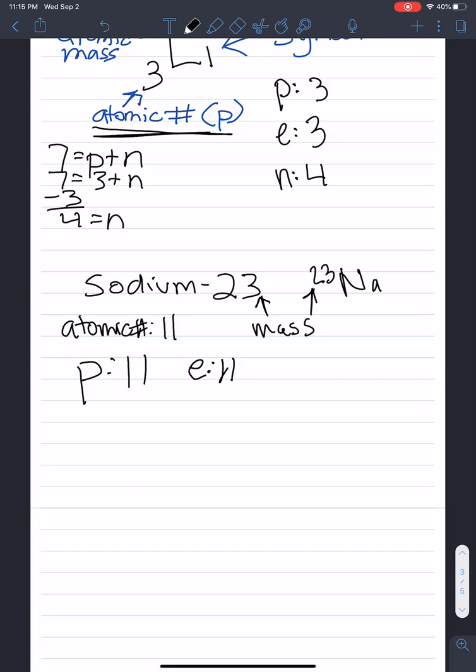So now, remember, to get our amount of neutrons, we take our mass number, 23, and we minus it by our number of protons, which is 11. And for this one, we should get 12. Okay, 12. So that's how we do those.